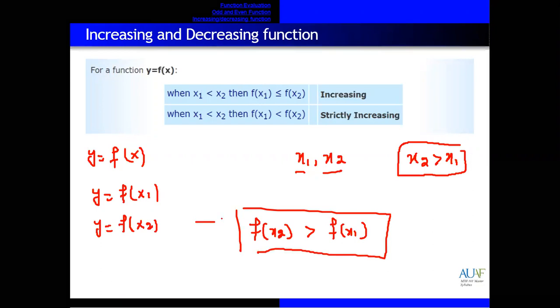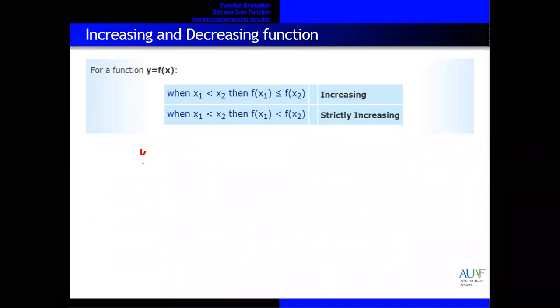Again, we have the function y = f(x). We give two values x1 and x2, but the condition is that x2 must be greater than x1. Second value greater than first value, then the second function value is also greater than the first. That is the example of an increasing function. Let's solve one example.